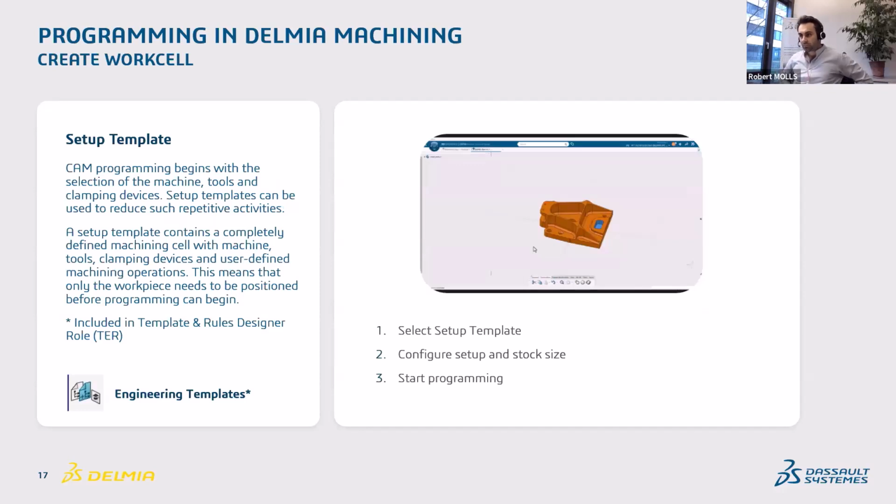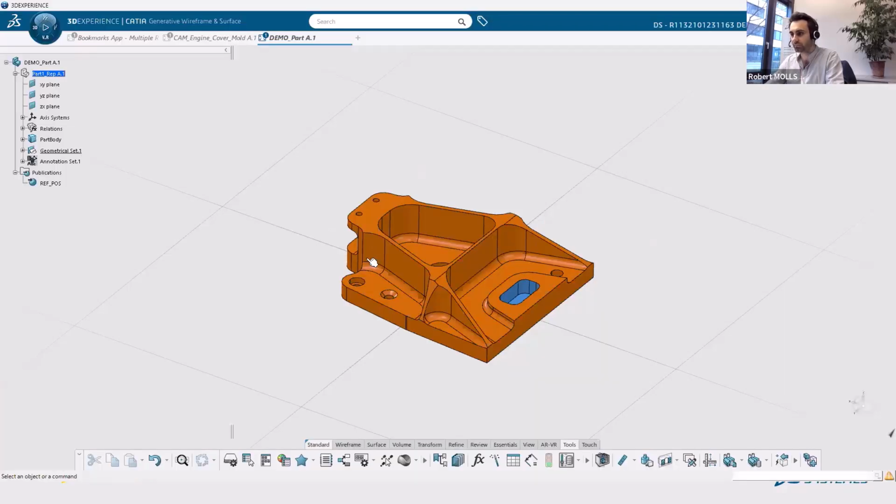And to make this easier, we have a capability called engineering templates that allows us to predefine a manufacturing scenario so that we can avoid repetitive tasks like selecting machines, selecting tools, setting up a fixture. And this I'd like to demonstrate quickly in 3D Experience.